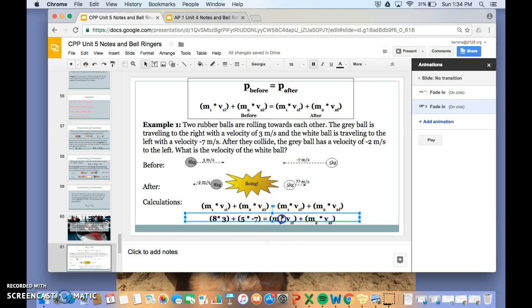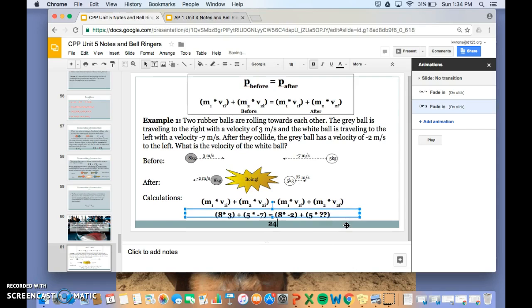After the collision, we said M1 was the gray ball, so it still has a mass of 8, and its final velocity is -2. And the final mass of the white ball is 5, and its final velocity is, we don't know, that's a question mark. Okay, so I've plugged in all of my variables. Now I can go ahead and solve this out.